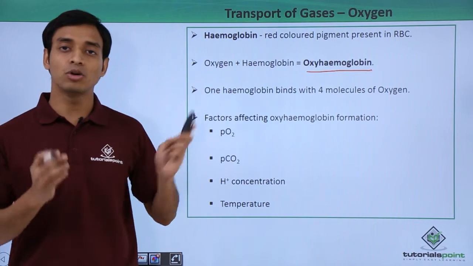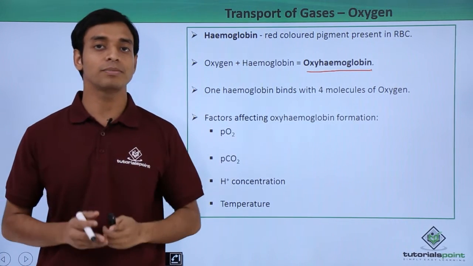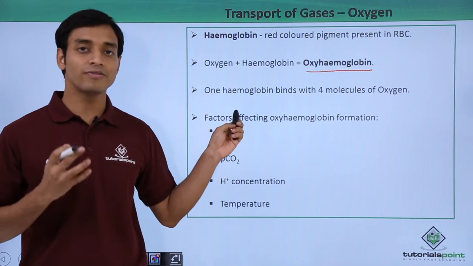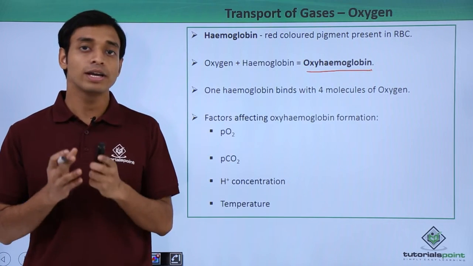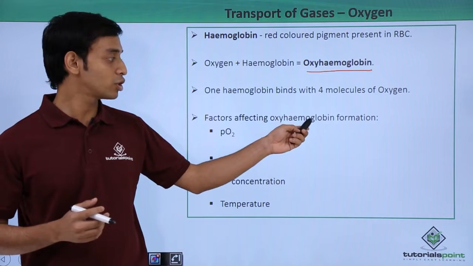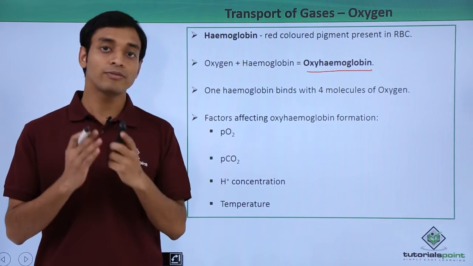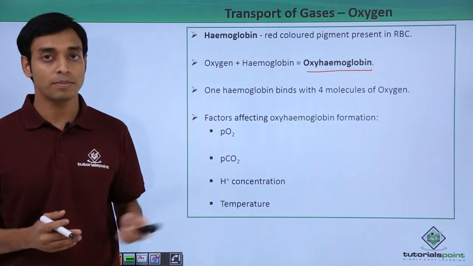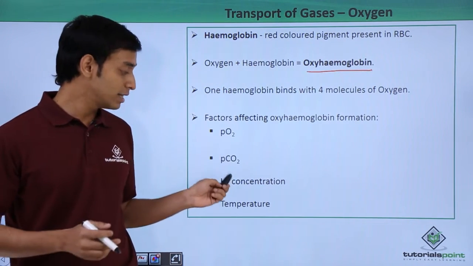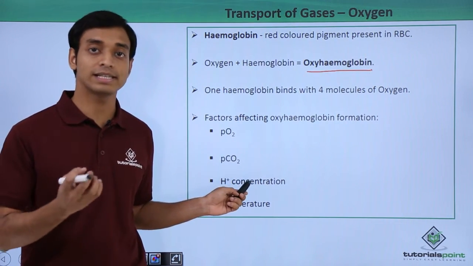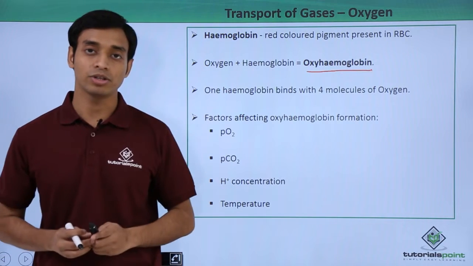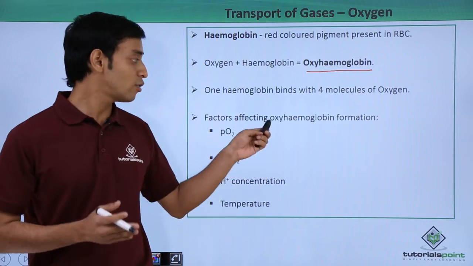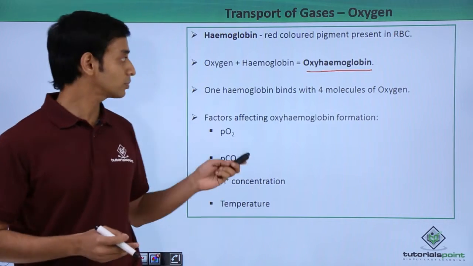Each of these hemoglobin molecules can bind to 4 oxygen molecules. Now what are the different factors which actually decide the formation of oxyhemoglobin? There are 4 basic factors: the partial pressure of oxygen, the partial pressure of carbon dioxide, the hydrogen ion concentration in the cells and the tissues, and the temperature. So these are the 4 different conditions which decide the formation of oxyhemoglobin.